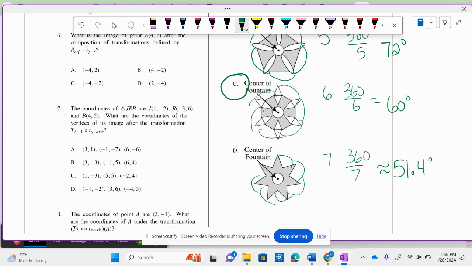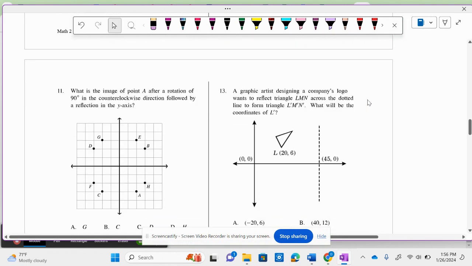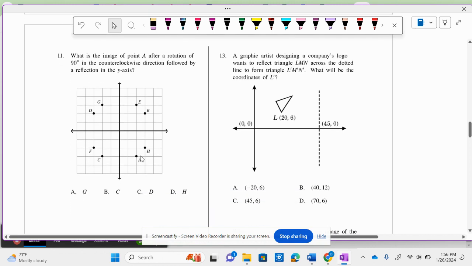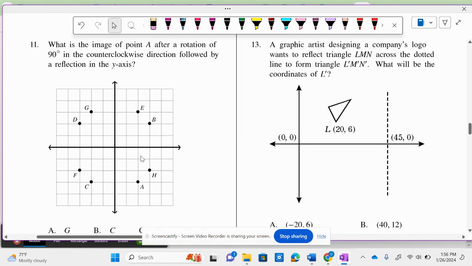If you have rotational symmetry, you're spinning it about the center. Think about little pinwheels. Number 11, we don't have to graph. We can do it right on the paper. Number 11 says, what is the image of point A?